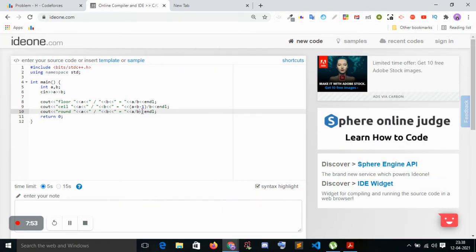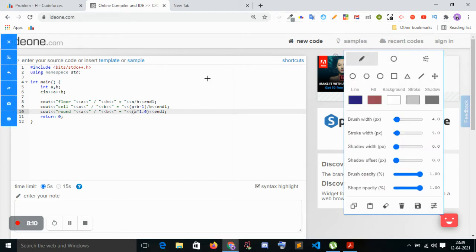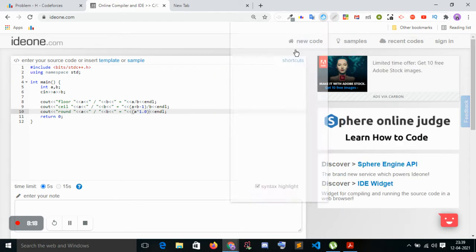So first, A into 1.0. Why am I doing this 1.0? Because you know that A and B are integers, and for getting a double or float answer, we need at least one item to be float. Okay, then it will work.